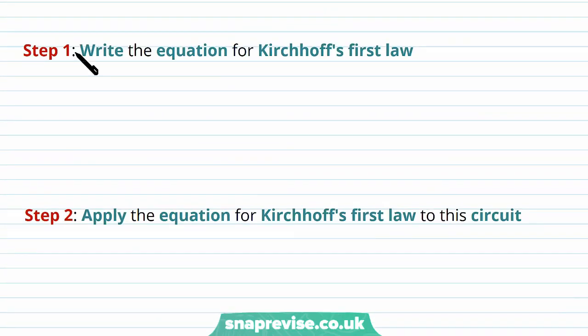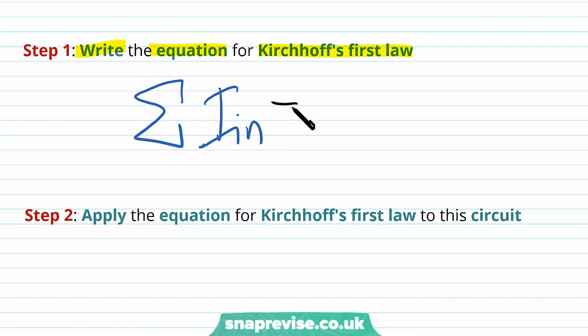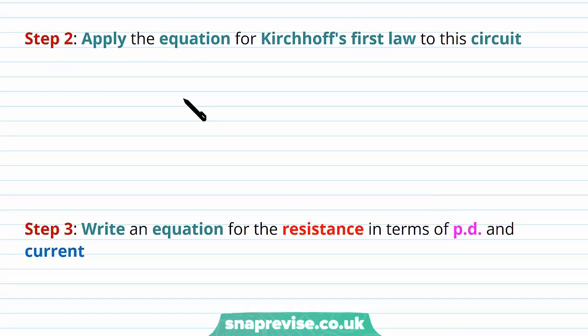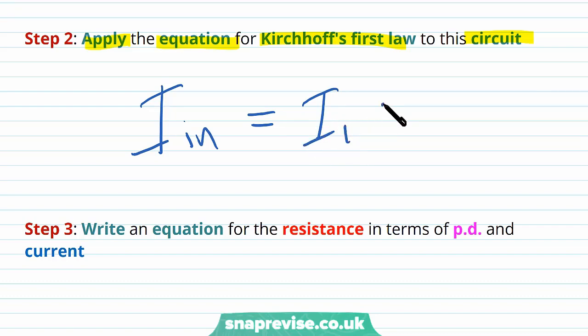So our first step is to write the equation for Kirchhoff's first law. So the sum of the current going into a junction, we've seen, is equal to the sum of the current going out of that junction. Our second step is to apply the equation for Kirchhoff's first law to this circuit. So the current going into that junction Iin is going to be equal to the sum of the two currents that it splits into, so I1 plus I2.